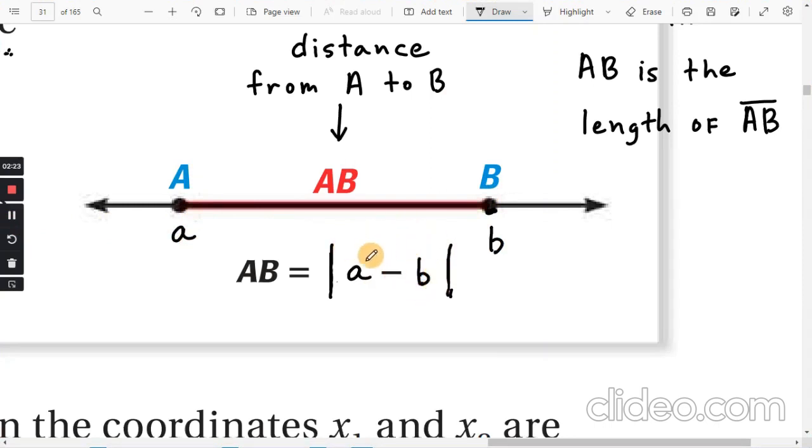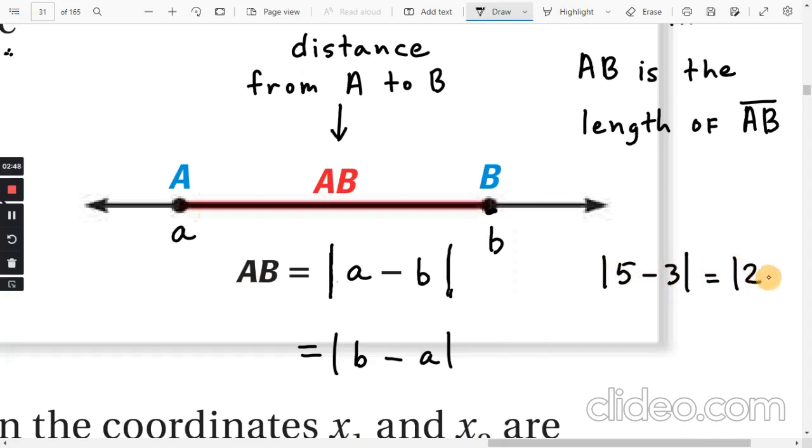By the way, the order that you subtract does not matter when you use absolute value. So you can also say b minus a absolute value. It's the same thing. Those are equal. Okay? And just to prove it to you, if, for example, you have the absolute value of 5 minus 3, we know that 5 minus 3 is 2. And when you take the absolute value of 2, you just get a 2.